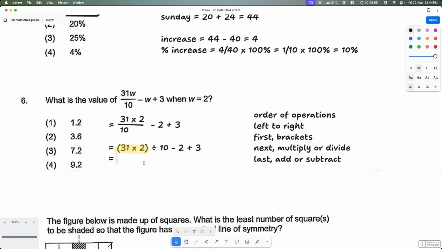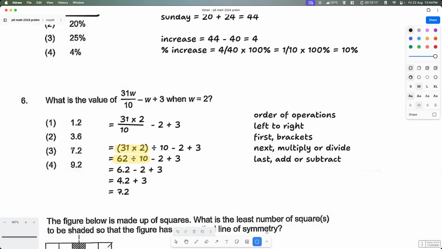So then this will be 62. 31 is 62, divided by 10 minus 2 plus 3. So the next one is 62 divided by 3. Okay, and that will be 6.2 minus 2 plus 3. So this will be 4.2 plus 3 will be 7.2. So the answer is option number 3.